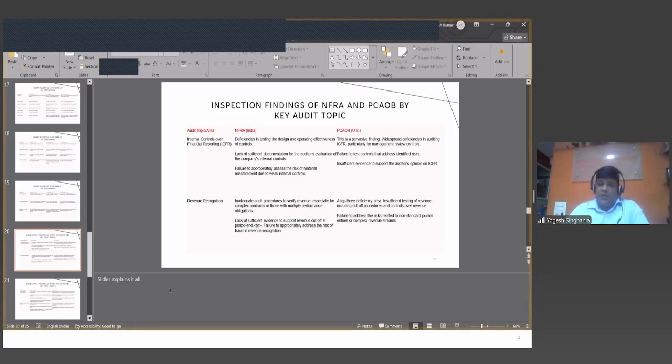Then proper cutoff testing is not fine. There is failure to address the risk related to journal entries related to the revenue recognition, which happen at the period end or year end. So even in revenue recognition, we have seen a lot of findings.